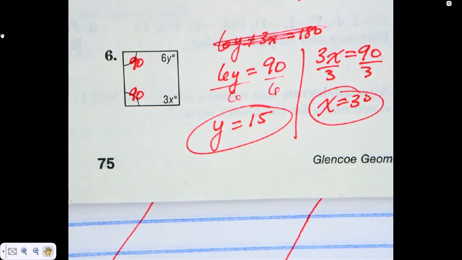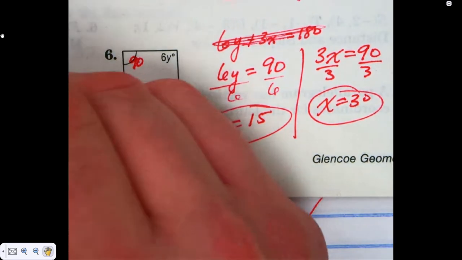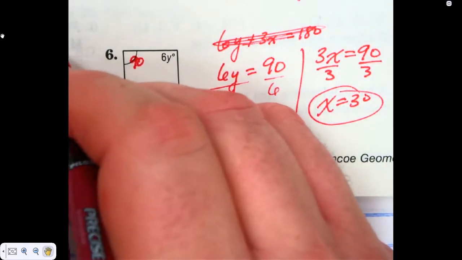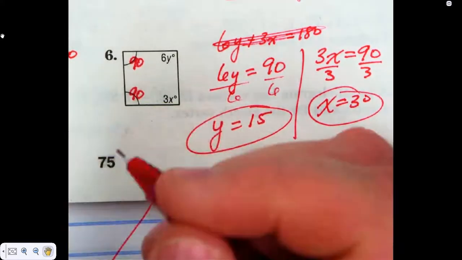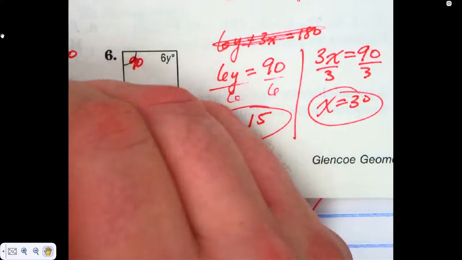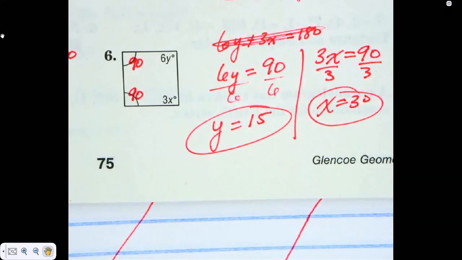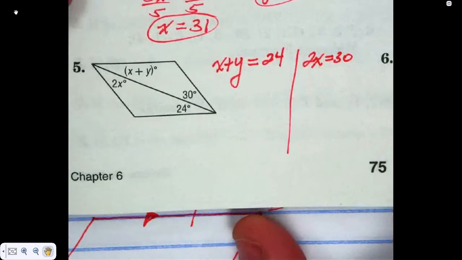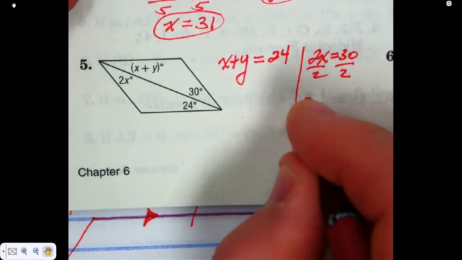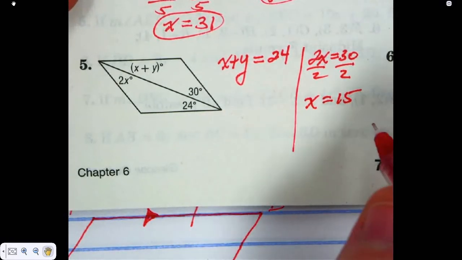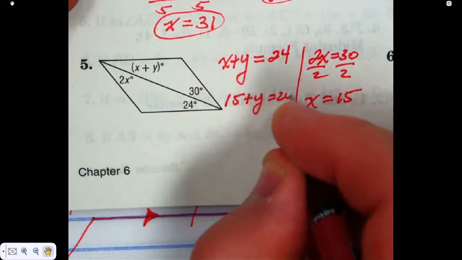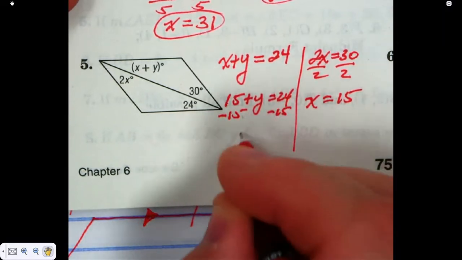Make sure you got that written down. On number 5, what's your two equations? 2x equals 30. And what else? X plus y equals 24. Which one of those two can you solve? 2x equals 30. What's x equal to? 15. Now what can I put in over here for x? 15. So this becomes 15 plus y is equal to 24. Subtract 15 from both sides. Y is equal to what? 9.